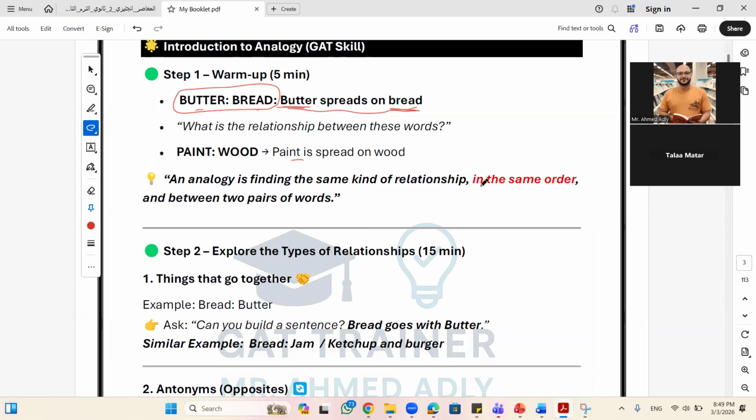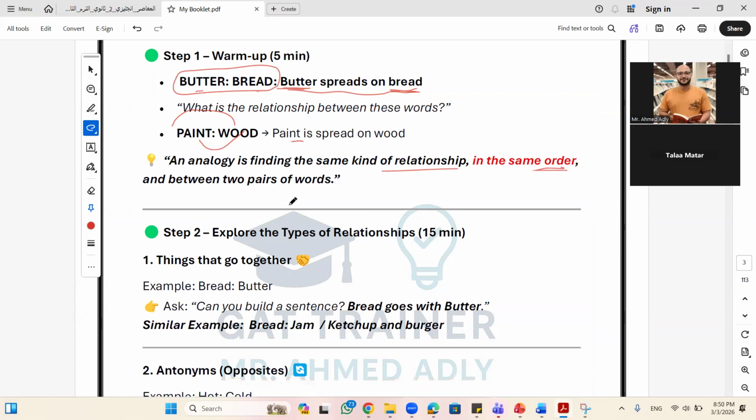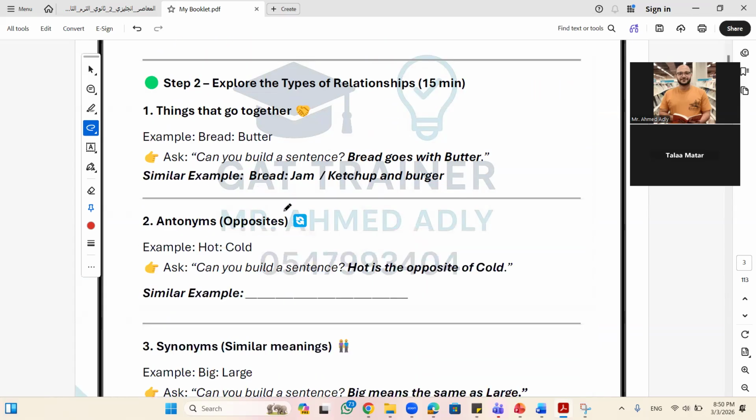But listen up, this is a trick. You gotta choose the same kind of relationship and the same order. If you have wood and paint, I would never choose that because wood here is what is painted on, and paint is what is painted. So I need the same order and the same relationship. Clear? Yes. We have different relationships between words.